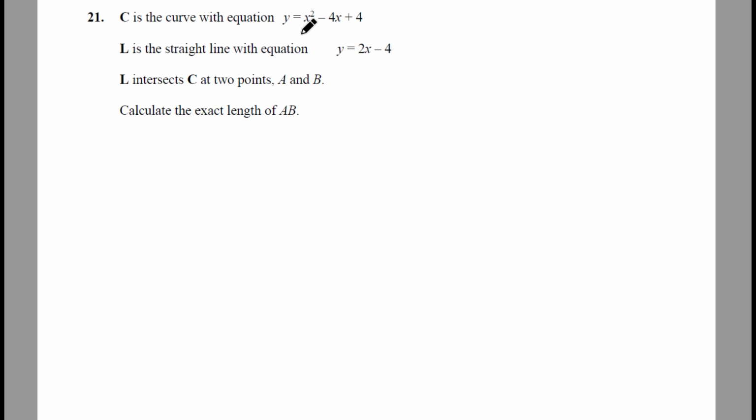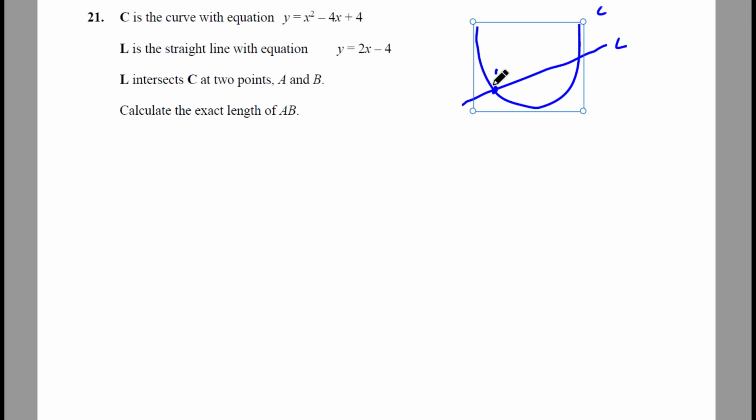C1 is the curve of equation y equals x squared minus 4x plus 4. L is a line of equation y equals 2x minus 4. They intersect at 2 points A and B. Calculate the exact length of AB. So essentially you've got a graph. That's the curve C. You've got y equals 2x minus 4, something like that. That is line L. They intersect at these points A and B. And you've got to work out that length, which I'm going to explain to you now.